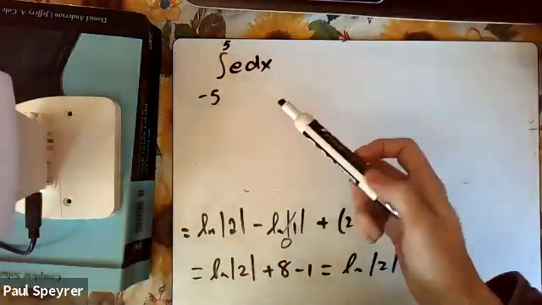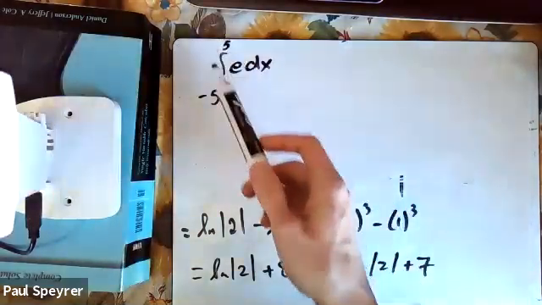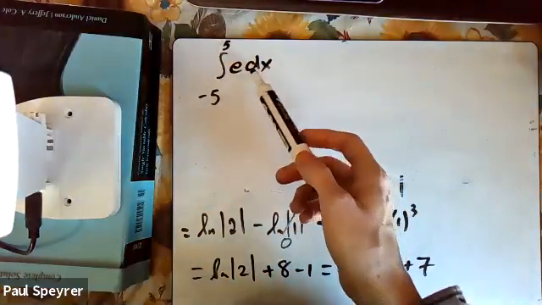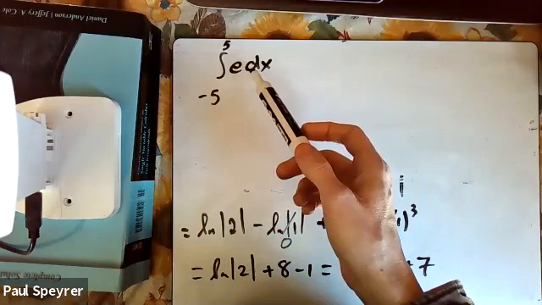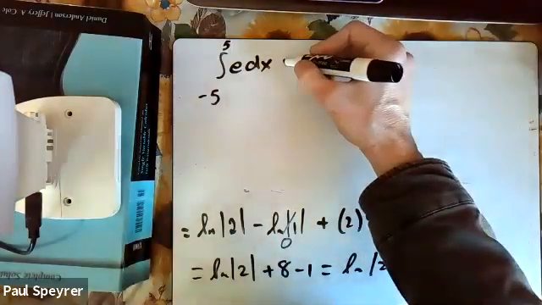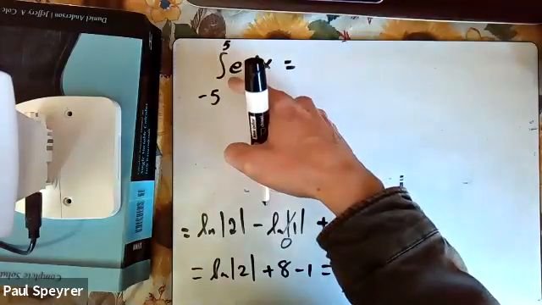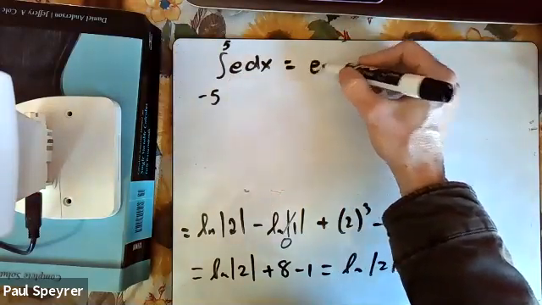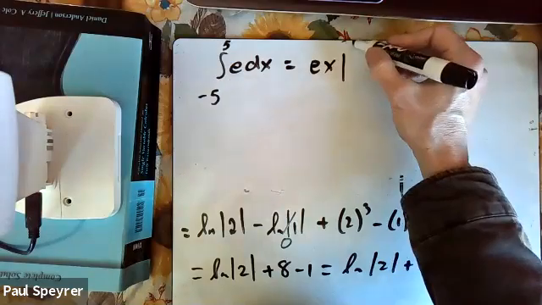All right, so now we have the integral from -5 to 5 of e dx. This is a constant, right? E is a constant right here. That's a number. It's 2.71, blah, blah, blah. So what's the antiderivative of a constant? It is just that constant times x.